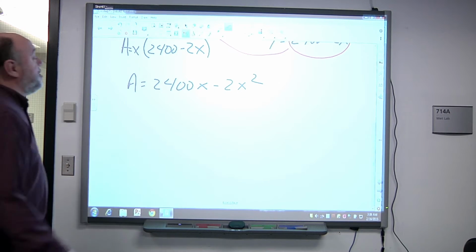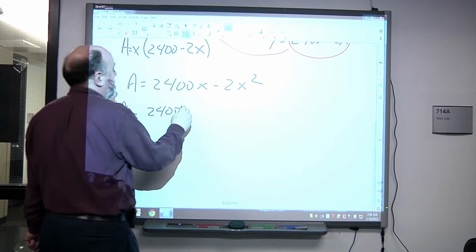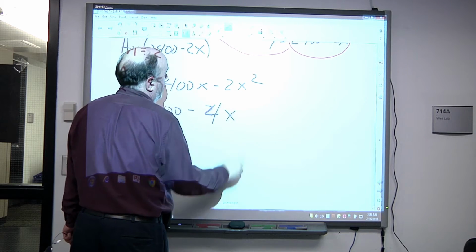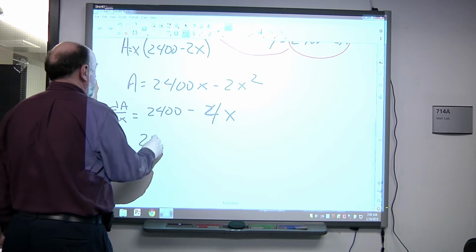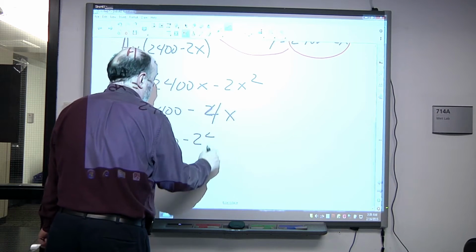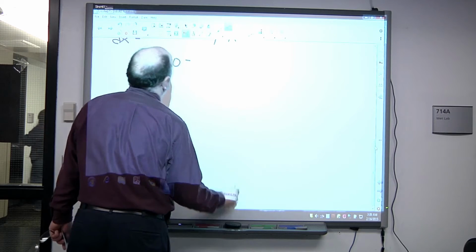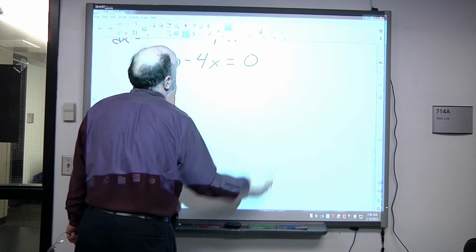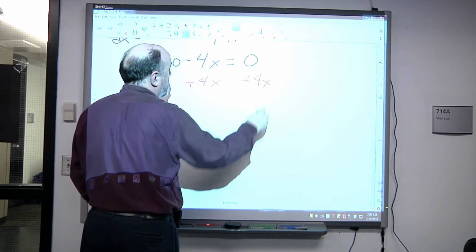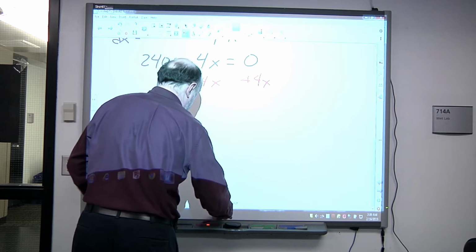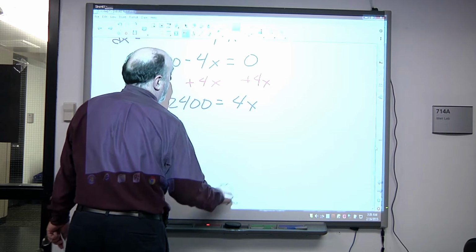Next thing you want to do is take the derivative. So dA/dx is going to be 2,400 minus 4x. And now that we have our derivative, we're going to set it equal to 0. That way we know that a min or max occurs when the derivative is equal to 0. So we're going to solve that for x. So we add 4x, so 2,400 equals 4x. And the next step is divide by 4.